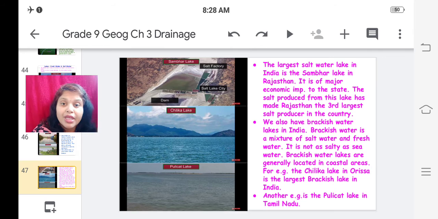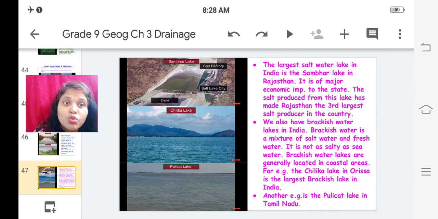It is of major economic importance to the state. Through this lake, the state of Rajasthan is earning quite a lot of money. Why? Because the salt produced from this lake has made Rajasthan the third largest salt producer in the country. So, Sambar Lake in Rajasthan, a saltwater lake.